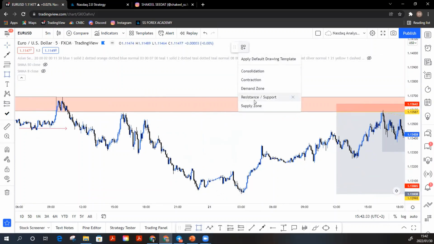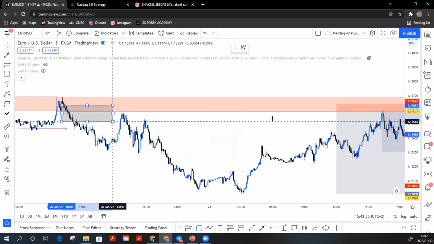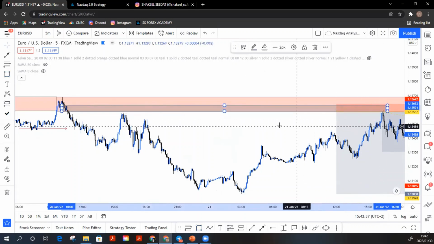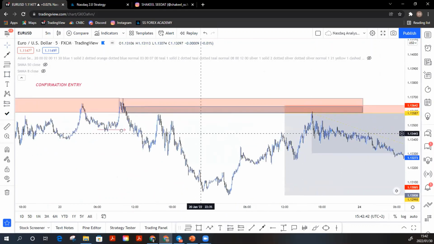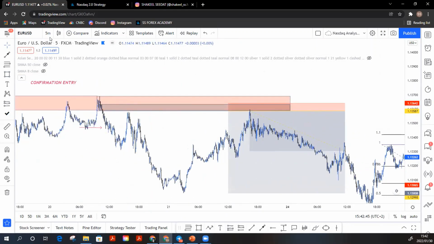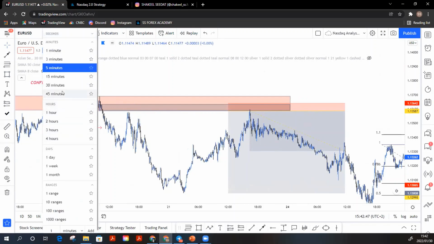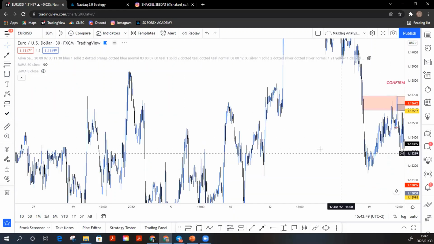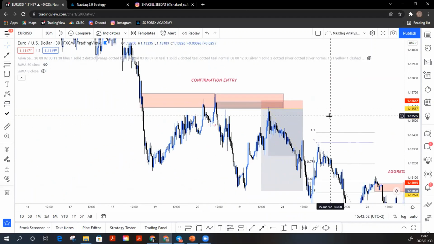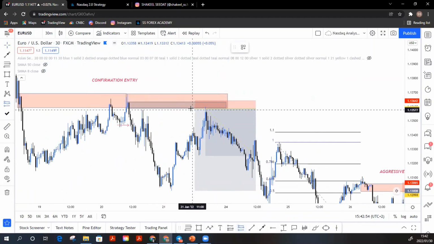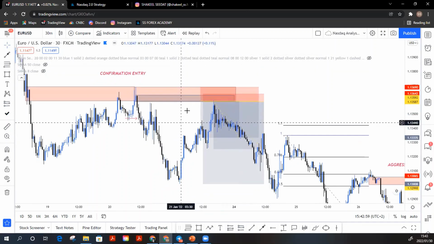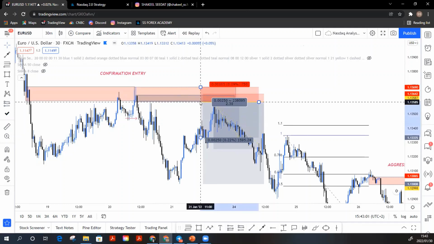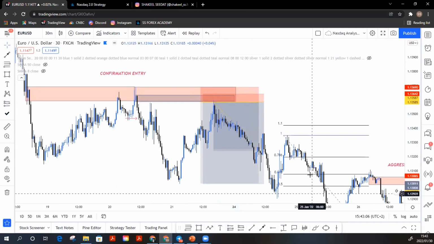Just mark this off. Okay, so 5-minute supply was at that level. Notice how if you took the trade off the 1 hour or 30-minute, you were looking at a stop loss that was the size of that. That would have been your stop loss. You've got less than half the size of a stop loss, simply because you had a confirmation entry.